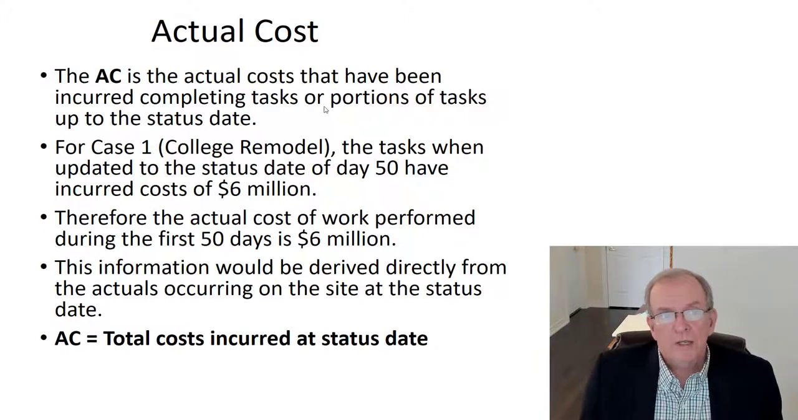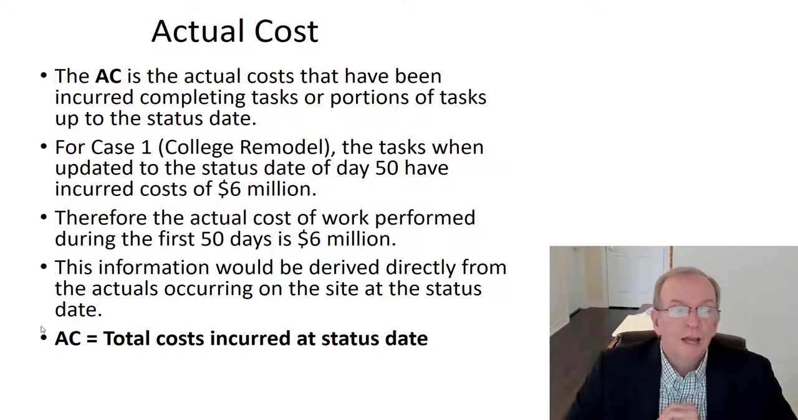The actual cost is what it sounds like: the costs that have been incurred completing tasks or portions of tasks up to the status date. Keyword there, status date. It's the date we're updating the schedule to, in this case, day 50. So we're updating to day 50 and we're saying we actually incurred $6 million in costs. Therefore, the actual cost of work performed during the first 50 days is $6 million. This information would be derived directly from the actuals occurring on the site. That's why it also requires good measurement in the updating process.